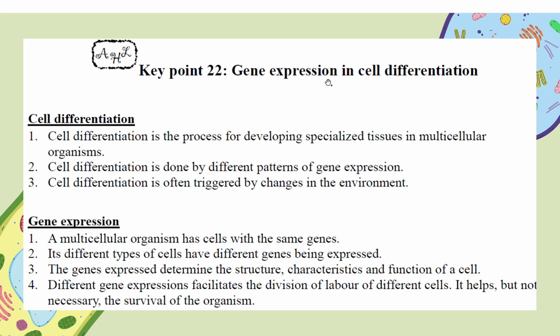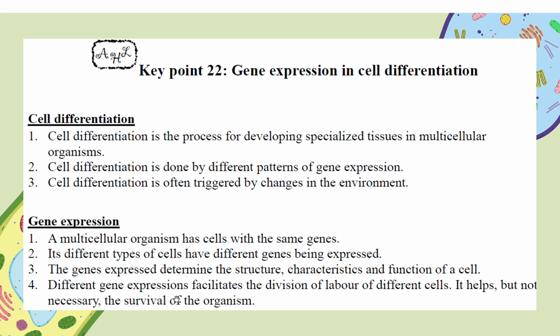And gene expression in cell differentiation, for HL, you need to learn more about it. Cell differentiation is the process for the development of specialized tissue in a multicellular organism. How it is done is that particular genes become active in their expression. They are always triggered by a change of the environment. When the environment changes, the cell will differentiate into a different kind of cell. We call it gene expression. We'll talk about it clearly later on when we get to genes.